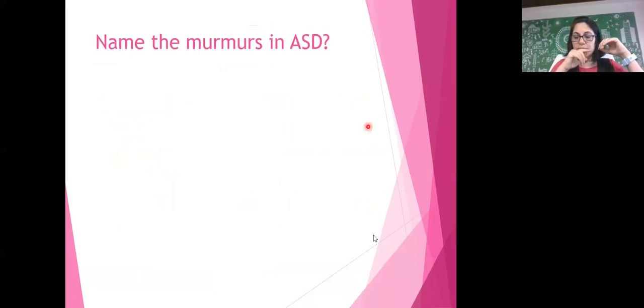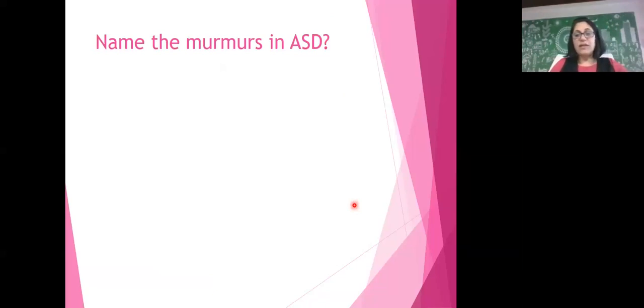What murmurs? Anyone? Okay, so ejection systolic murmur, you put it at the pulmonary area. And why is that? Because the blood is going left to right at the atria, LA to RA, RV, PA, right? So at the pulmonary valve, you've got more blood going through it. You have SVC, IVC blood going through it, and you have the left to right shunt.